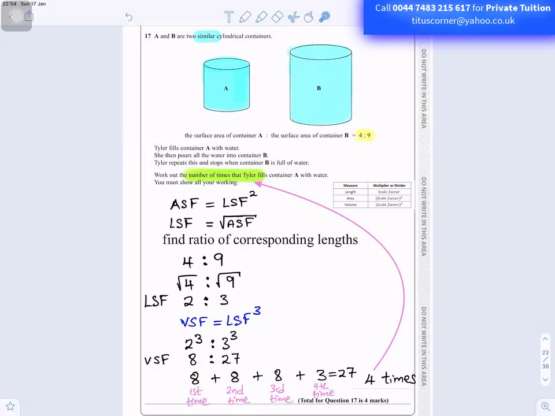So work out the number of times Tyler fills container A. Container A is 8. So we'll do it the first time, the second time to fill it, the third time to fill it. And we have to do it a fourth time to get the remainder 3. So we'll do it 4 times. So Tyler will fill it 4 times.